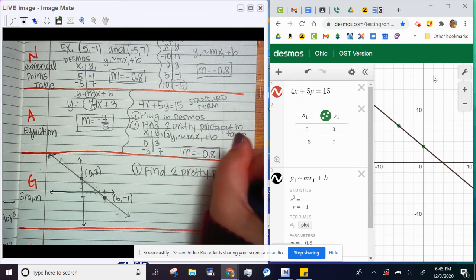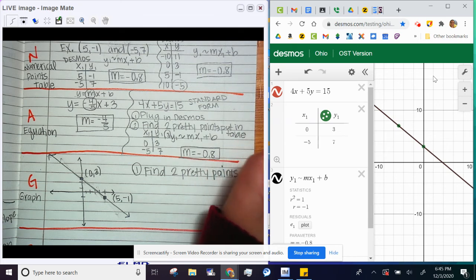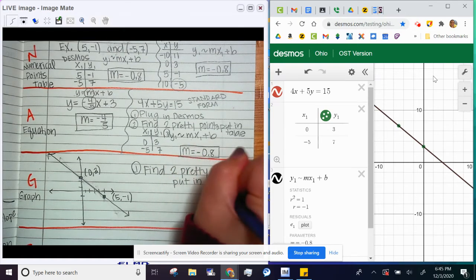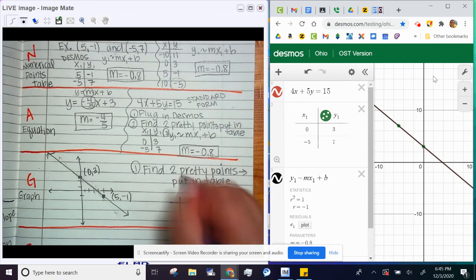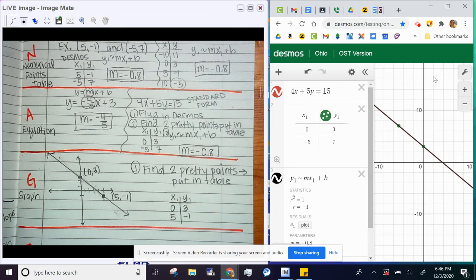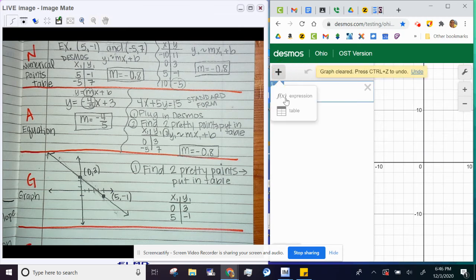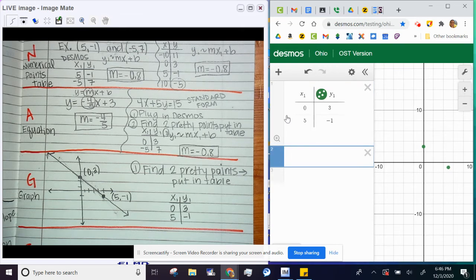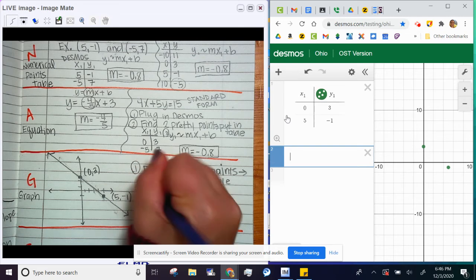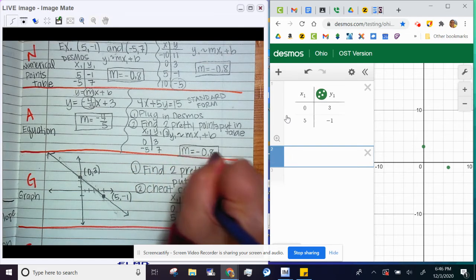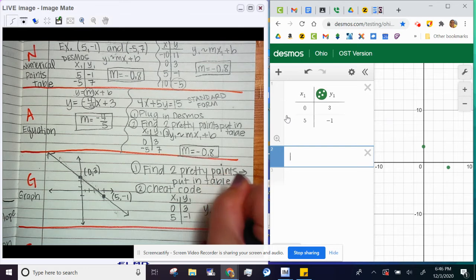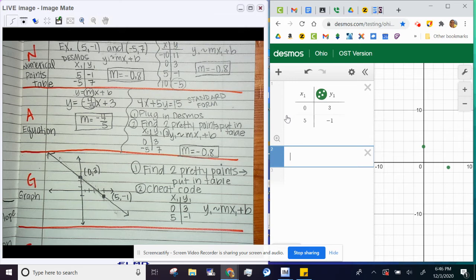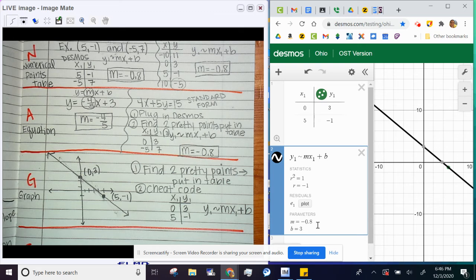And then just like before, we're going to put them in a table. So here's my 2 pretty points in a table. So 0, 3, and 5, -1. And then I bet you know what to do next. Next step is always cheat code. So that's y1 tilde mx1 plus b. And my m is -0.8.